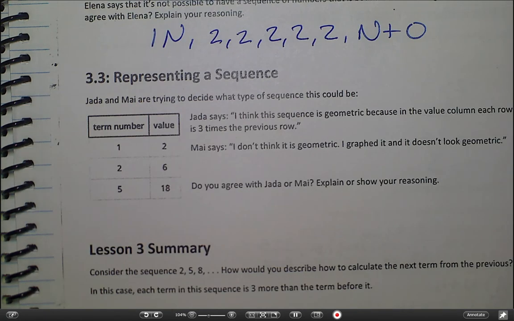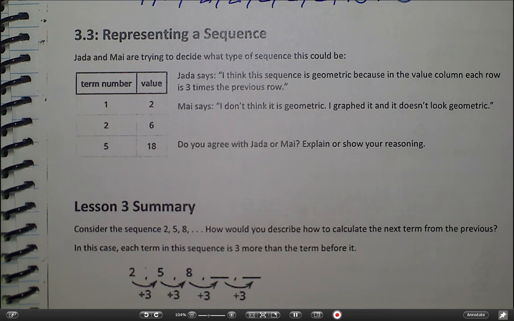All right, let's take a look at this one right here. Jada and Mai are trying to decide what type of sequence this could be. Jada says, I think this sequence is geometric because in the value column, each row is 3 times the previous row. Mai says, I don't think it's geometric, and the graph doesn't look geometric. Do you agree with Jada or Mai?